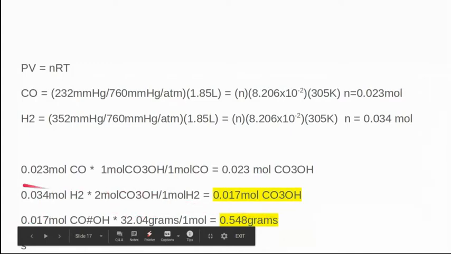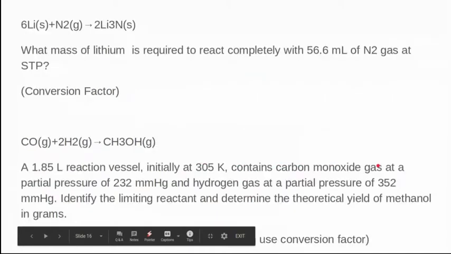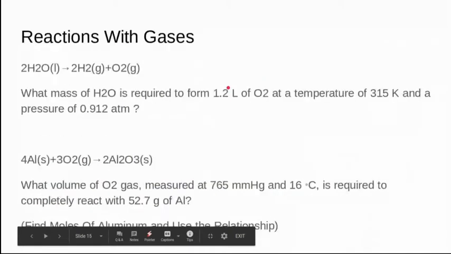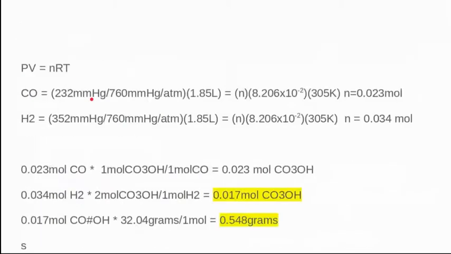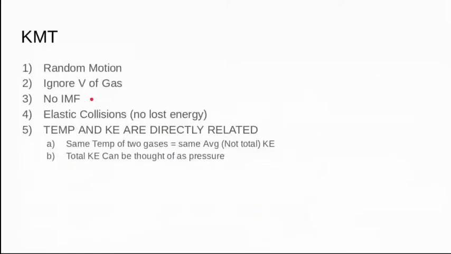So the same conversion, and how you're setting this up, is the way you did all the previous problems when I say conversion factor. That's how you're doing it. You're setting up 4 moles of aluminum and 3 moles of O2, or 2 moles of water and 2 moles of hydrogen gas. That's how you're setting those up. That's really all you need to know from this.